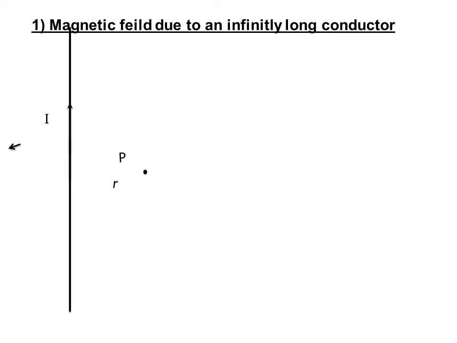Now we are going to use Ampere's circuital law to find magnetic field due to an infinitely long conductor. So here we have an infinitely long conductor carrying current I. P is a point at a distance r from the current carrying conductor. To find magnetic field at P using Ampere's circuital law, we have to draw an Amperian loop through P. So this is our Amperian loop. This is a circle of radius r and this is the direction we have taken for the loop.